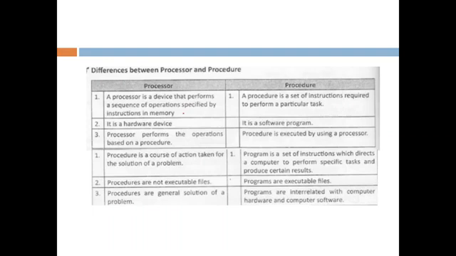What do you mean by procedure? A procedure is a function written inside your program. A program is there, and inside a program you will have small procedures or functions. That is known as a procedure. So that is nothing but your software program. A processor is hardware, and this is going to be software. Other differences you can easily write. You just have to understand the basics of what a processor is and what a procedure is.